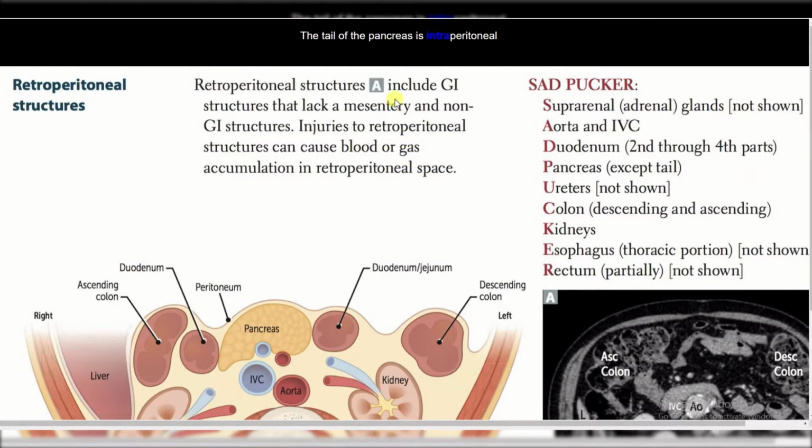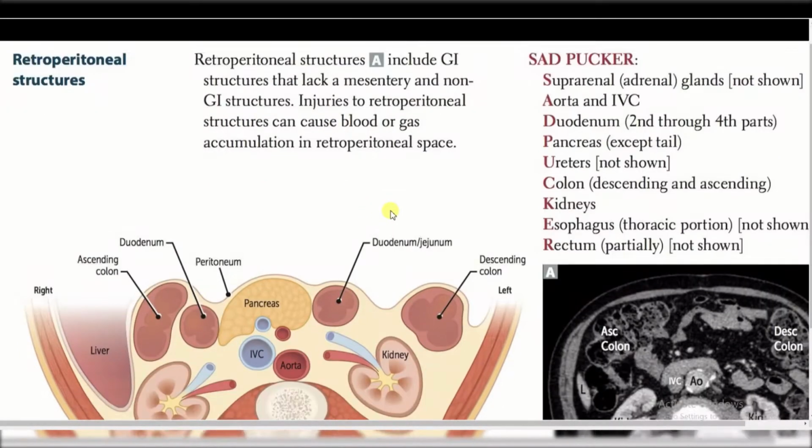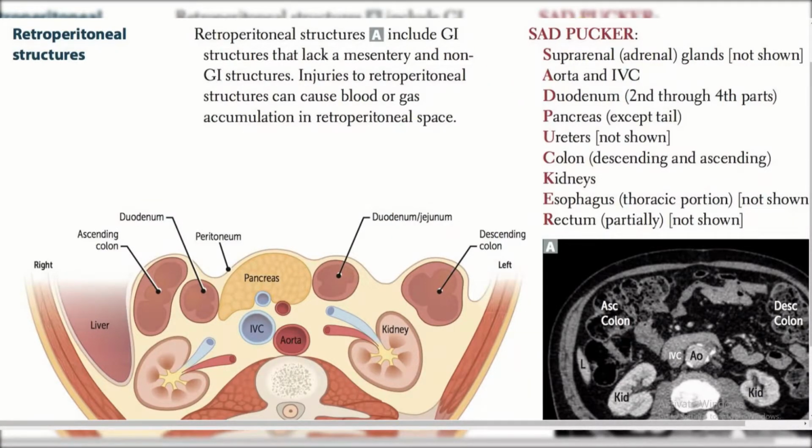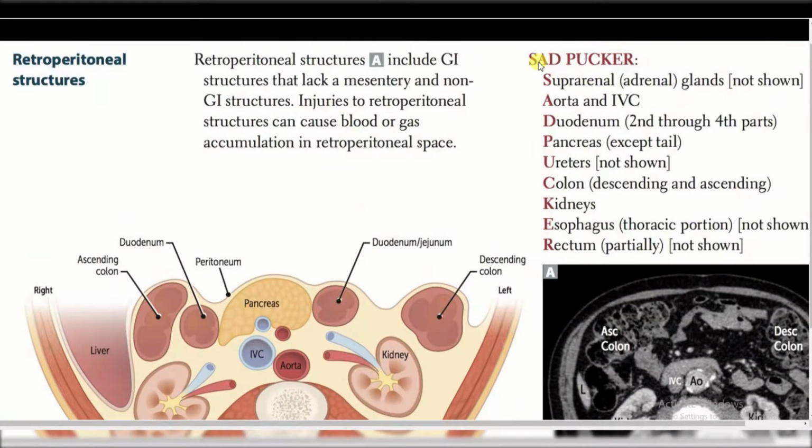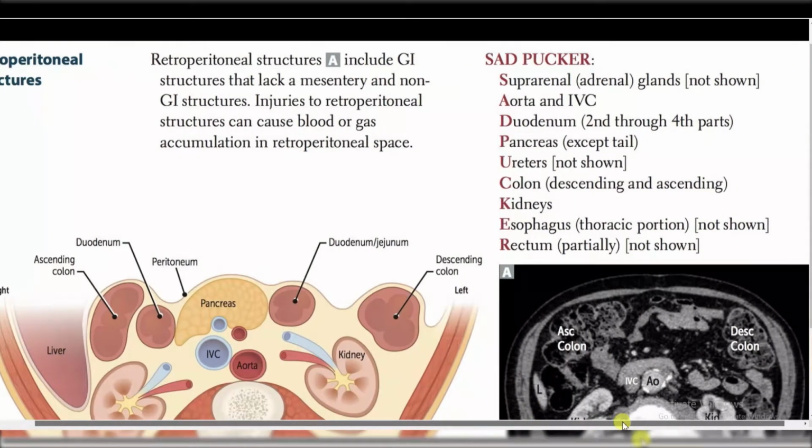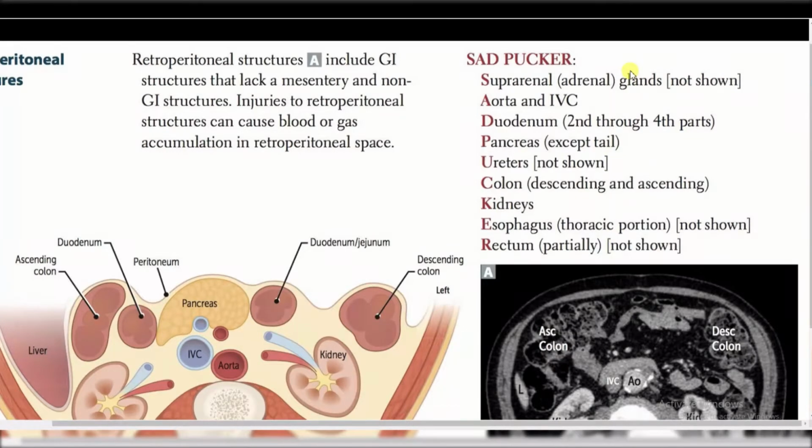So what is the meaning of retroperitoneal? Retroperitoneal means the structure is present posterior to the peritoneum. The peritoneum is a sac-like structure which basically covers the organs. This is the classical mnemonic which is basically used for remembering the retroperitoneal structures. Let's remind ourselves of this mnemonic first of all, then we are going to study a little bit of the understanding of the retroperitoneal structures.